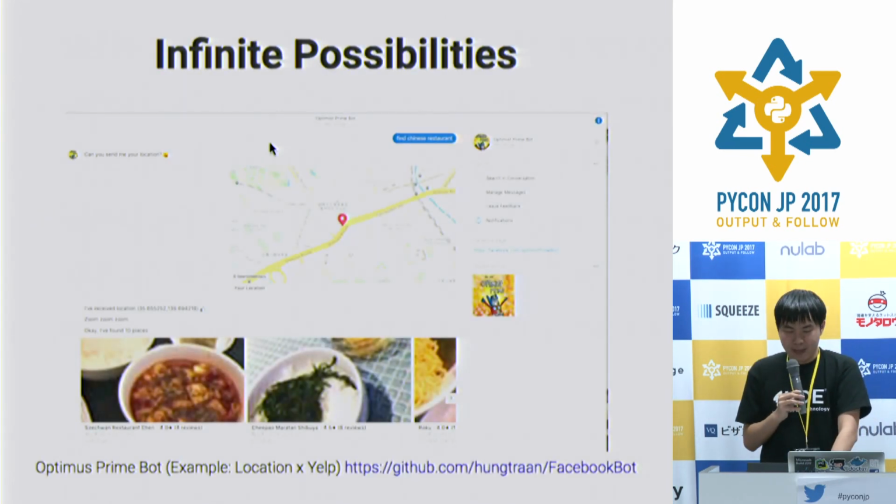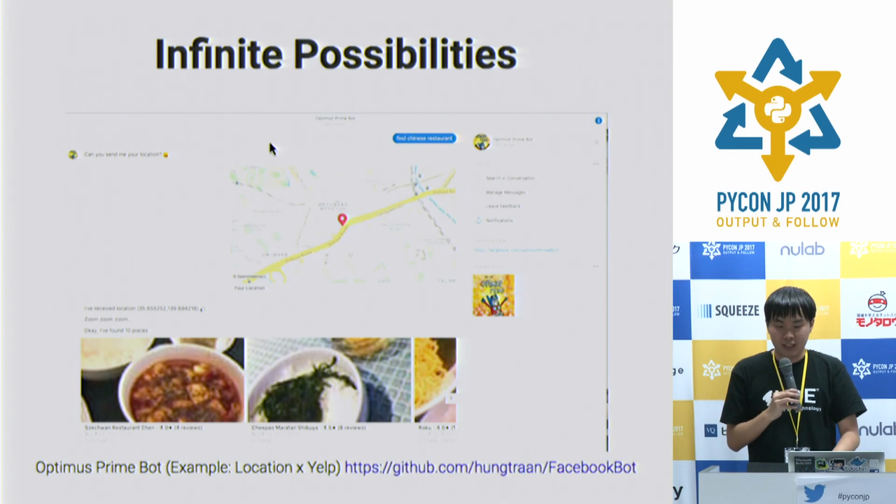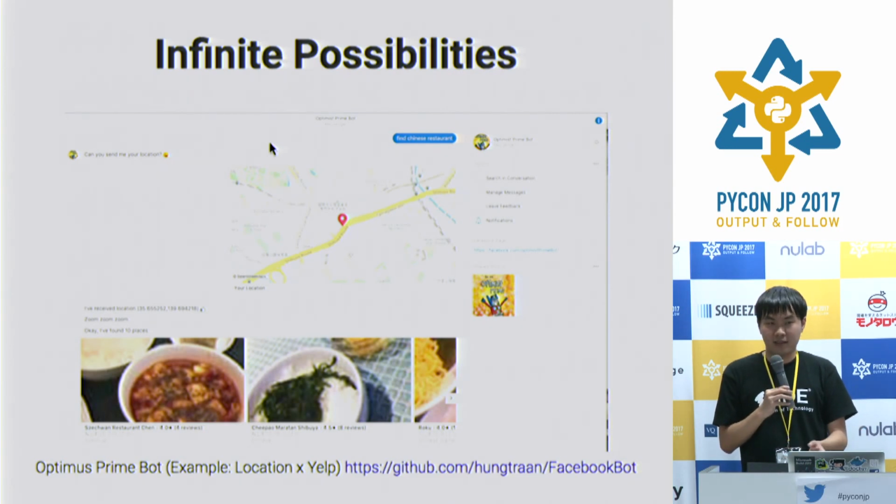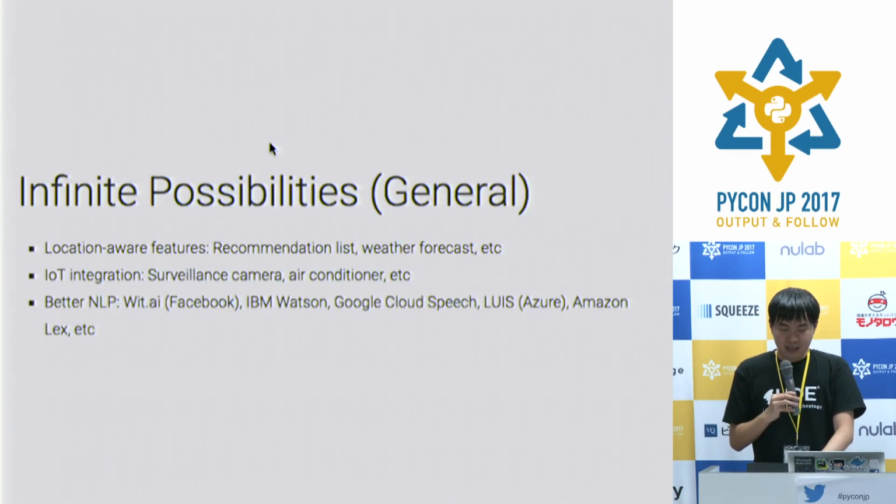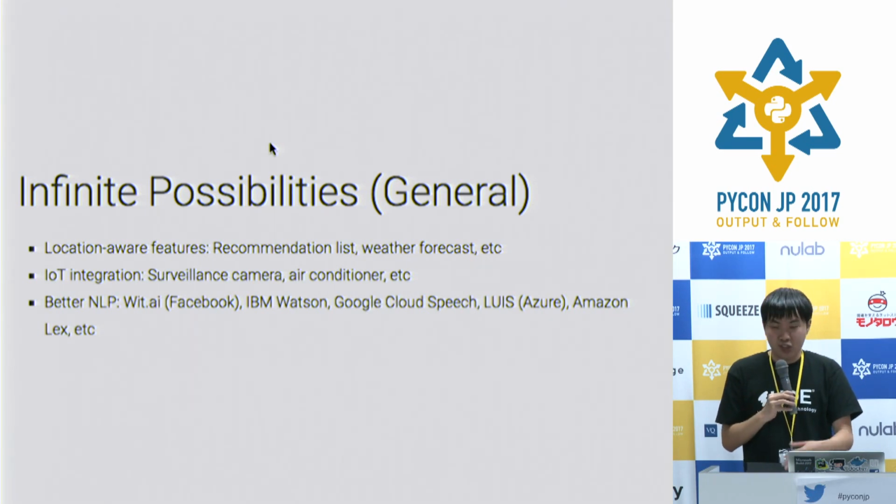There are also other possibilities which you can do with Messenger bot. Other people try to integrate Facebook Messenger with location and Yelp, which gives restaurant recommendations. So you send the coordinates to the bot, and the bot will respond with which restaurants are located near you. There are also other location-aware features that you can develop for your bot. For example, you could integrate weather forecasts, or you could do IoT integration. For example, you have an air conditioner in your house and you want to turn it on or off remotely.